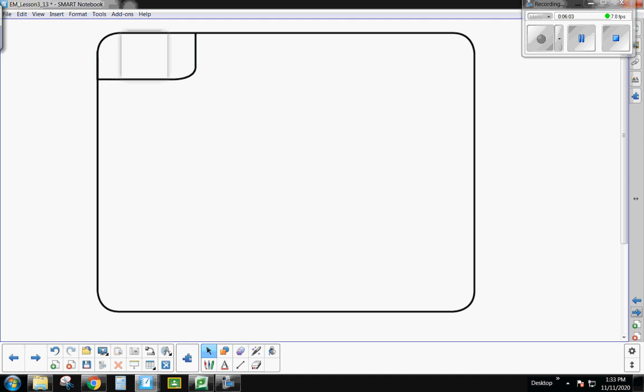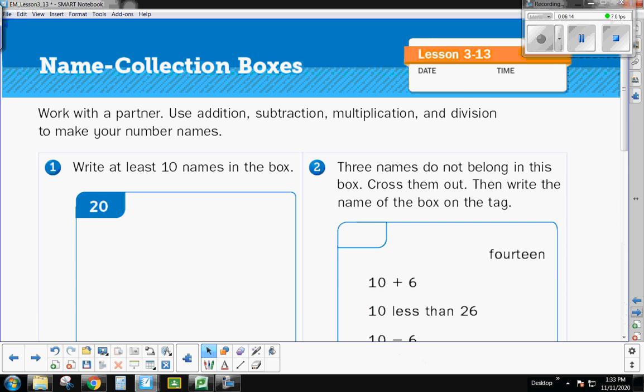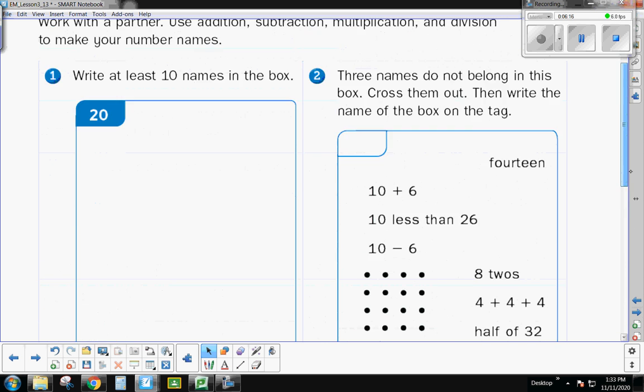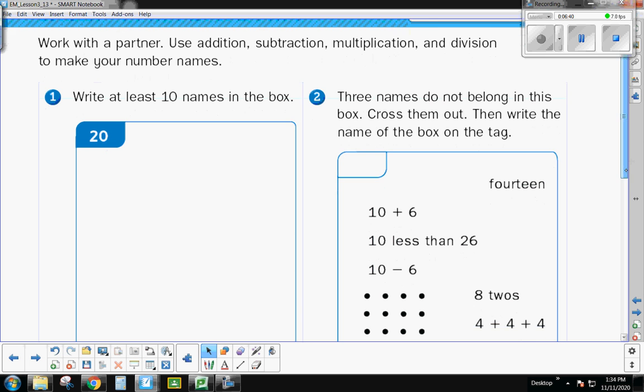All right, so now what I want you to do is go to page 96 in your workbook. If you need to, pause the video and grab that page. I want you to practice with different ways to do these name collection boxes. In number 1, the number is 20. You're going to come up with at least 10 names or 10 ways to make 20. Remember, you can use addition, subtraction, multiplication, division. You can draw out money. You can draw out arrays. You can draw out base 10 blocks. There's all different kinds of ways that you can do it.